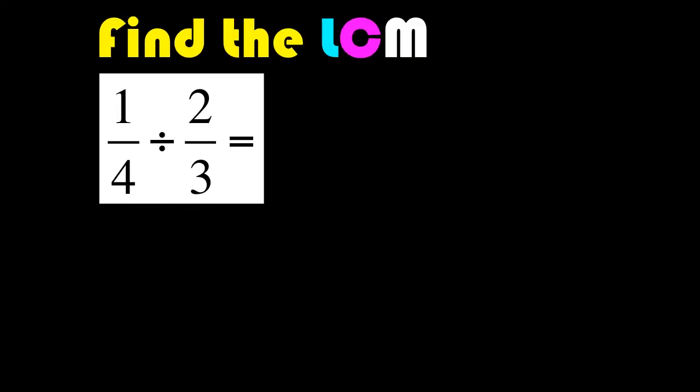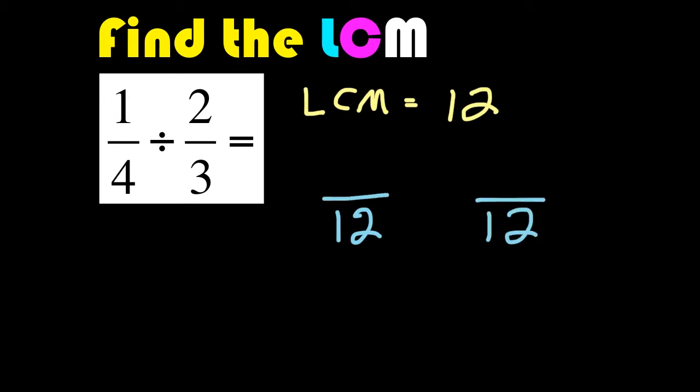So we're going to take a look at the same problem, except use a different strategy to solve it. Our second strategy is finding the least common multiple of both the fractions. Here we're given this equation, 1/4 divided by 2/3. For our denominators, the least common multiple is 12. We're going to rewrite both fractions using our least common multiple, so let's rewrite both fractions with the denominator 12. We're going to put our division sign there.